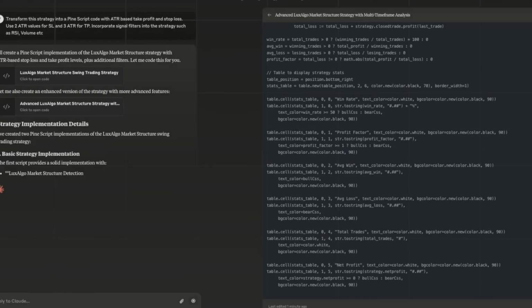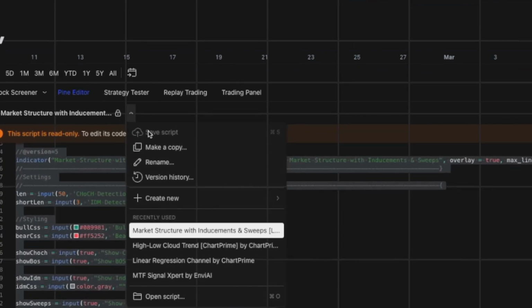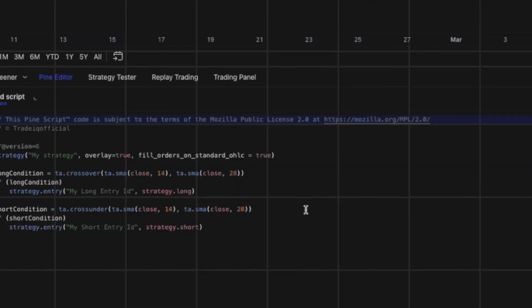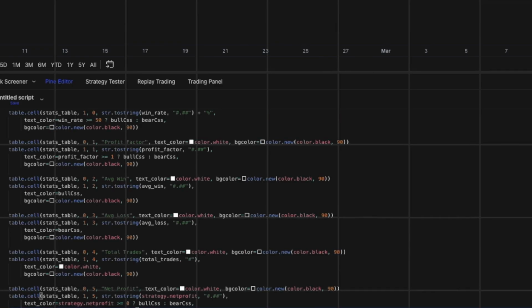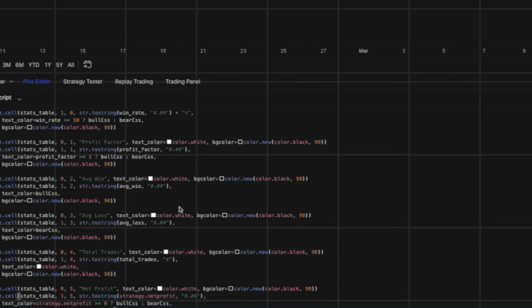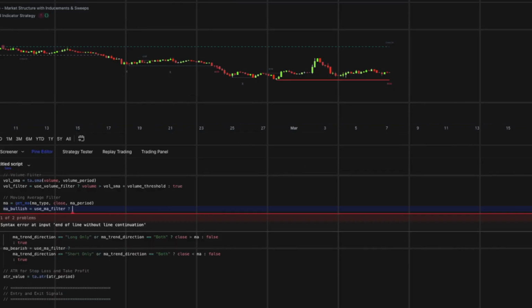Now I'm copying this custom code, going back to TradingView and opening a new strategy Pine script, clearing out the default code, and pasting in our new algorithm. This is literally thousands of dollars worth of professional strategy development happening in minutes. Let's add the strategy to the chart and see what we've got.